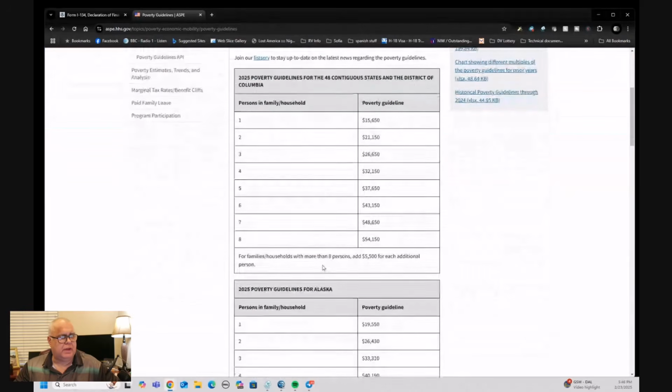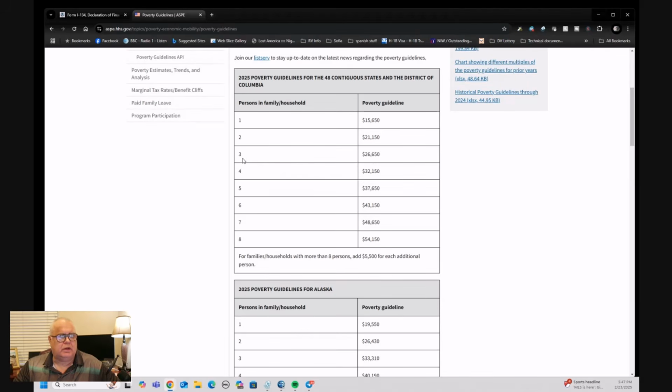So in the example I gave, where it was a combined family of 9, you would look in this table here, you'd see it goes up to 8, 54,150. And for families or households with more than 8 persons, add 5,500 for each additional person. So 5,500 would be added onto that, meaning 59,650. Okay. That would need to be your annual salary. If you don't earn more than that, or if you earn less than that, then frankly you should not be filling in this form.